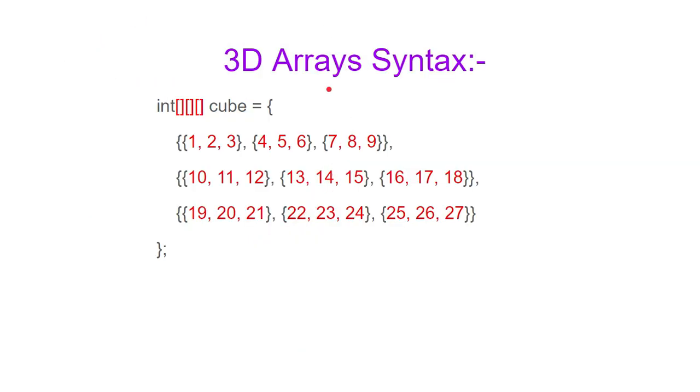This is the 3D array syntax. You can create a cube, and this is an anonymous array we are creating like that. So this is the triple-nested cube, and directly you can put the data inside, 1, 2, 3, 4, 5, 6, like that. So this is called a 3D array.